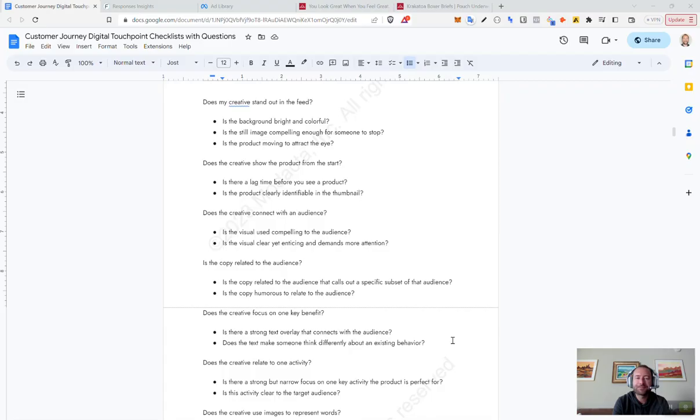Is the copy related to the audience? Does the copy call out a specific subset of the audience? Is the copy humorous? Is it related to the audience? You see the theme that we're building on here. Copy should be over the image.